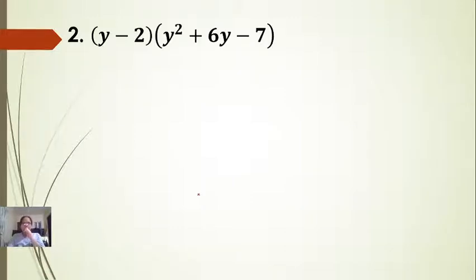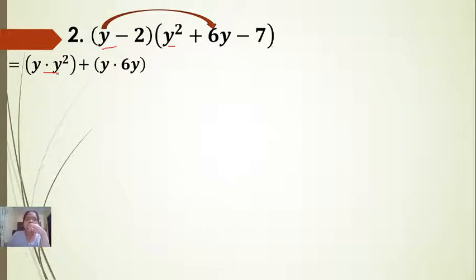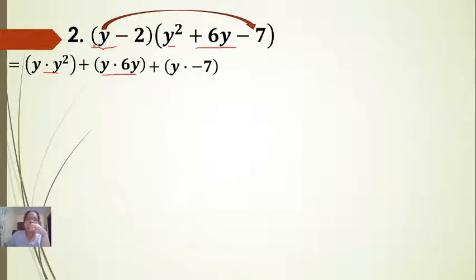How about the binomial y minus 2 and the trinomial y squared plus 6y minus 7? So what we have to do is multiply the first term of the binomial to the first term of the trinomial, y times y squared. Then multiply the first term of the binomial to the second term of the trinomial, y times 6y. Multiply the first term of the binomial to the third term of the trinomial, y times negative 7.